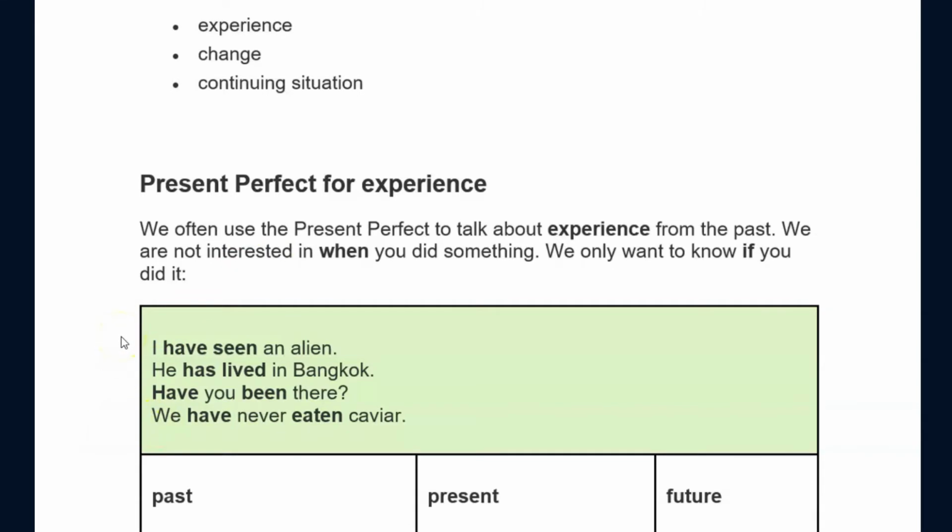I have seen an alien. He has lived in Bangkok. Have you been there? We have never eaten caviar. So you see the structure is what we just talked about, but they're all experiences.